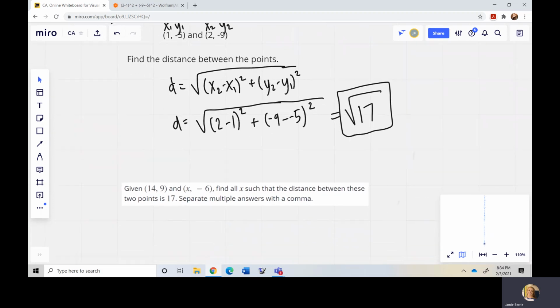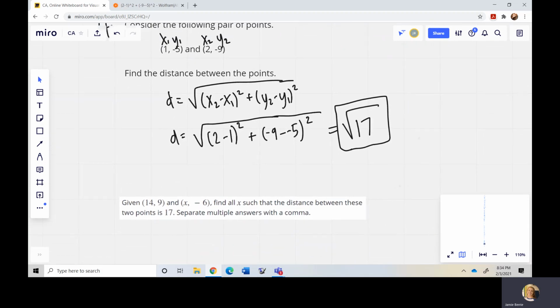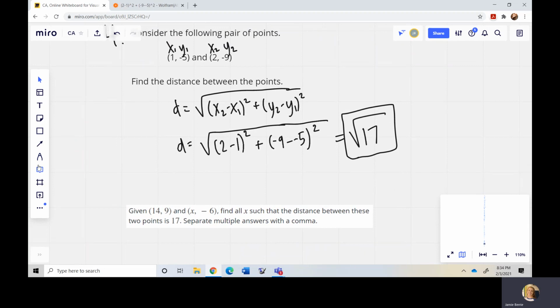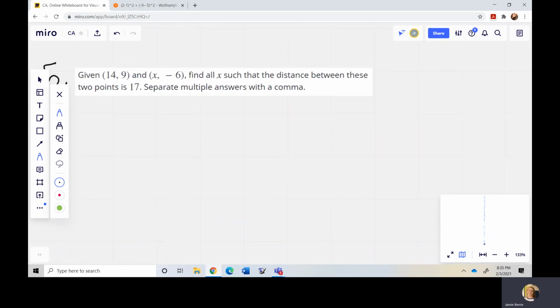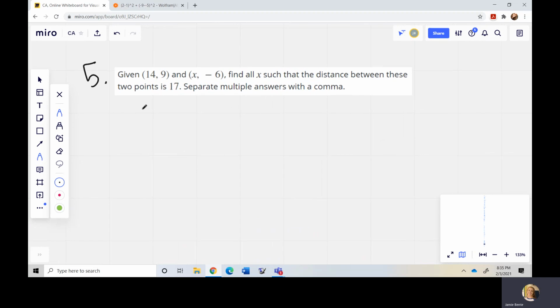Let's look at our next one. All right, I picked this next one. This is on the homework. I thought it was kind of an interesting problem. It gives you some information, and you kind of have to work backwards. All right, so let's look at it. It says, given these 2 points, 14, 9, and x, -6, find all such x such that the distance between these 2 points is 17. Separate multiple answers with a comma.